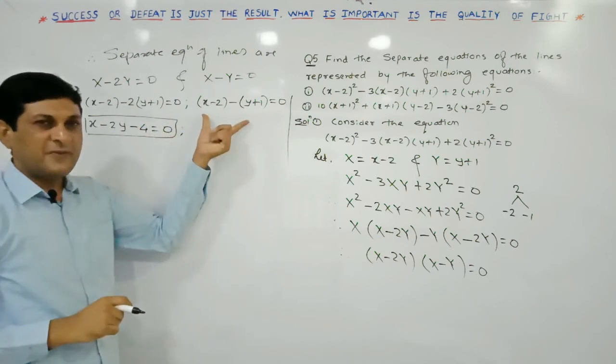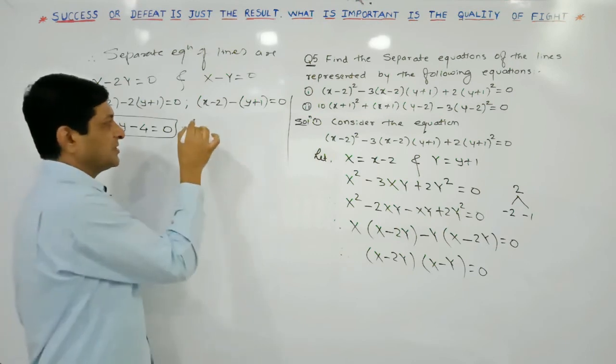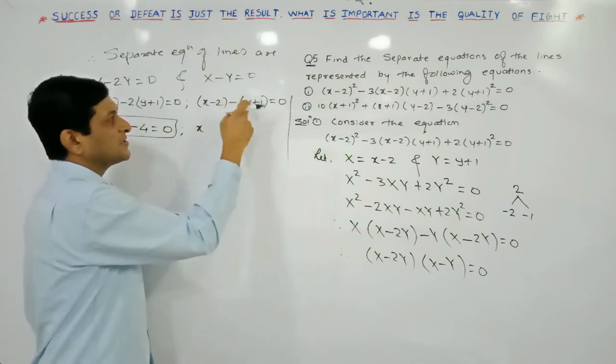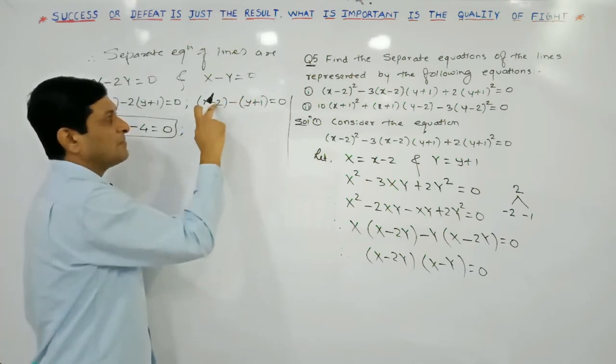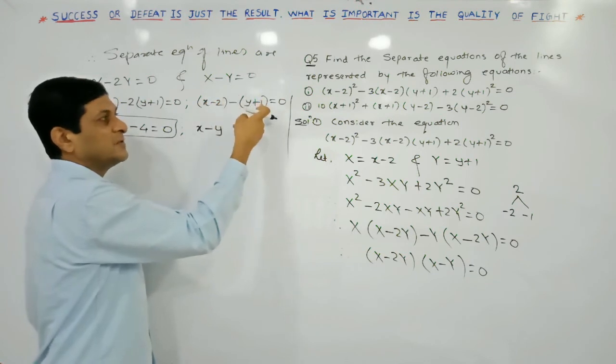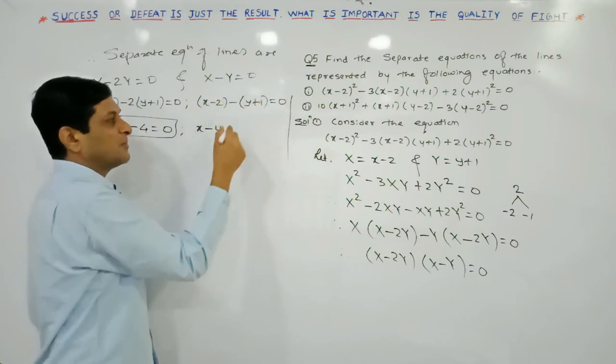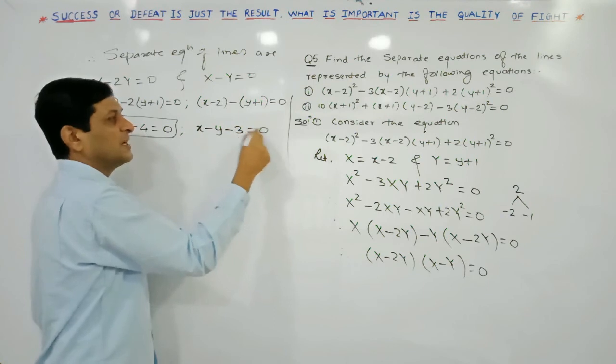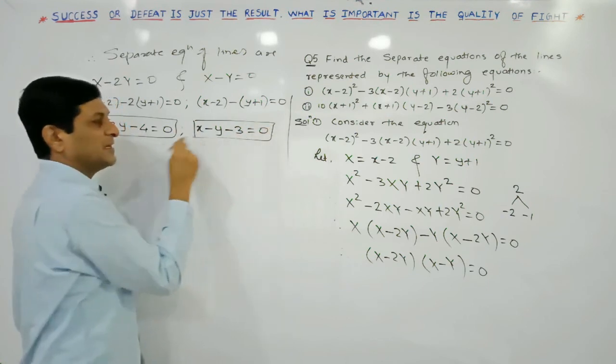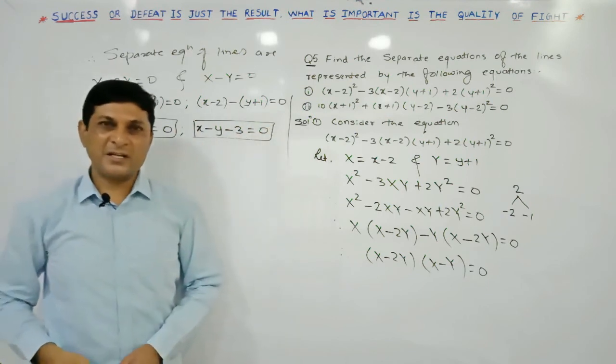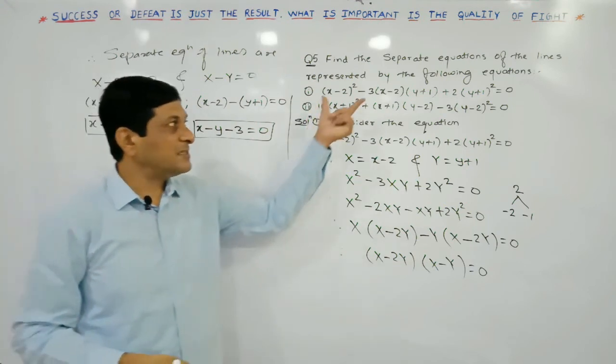Now let us simplify it and try to find the second equation. Here x minus into y will become minus y, minus 2 and minus into 1 will become minus 1, means minus 2 minus 1 will be equal to minus 3 is equal to 0, keep it as it is. In this way we have got the separate equations of lines represented by this equation.